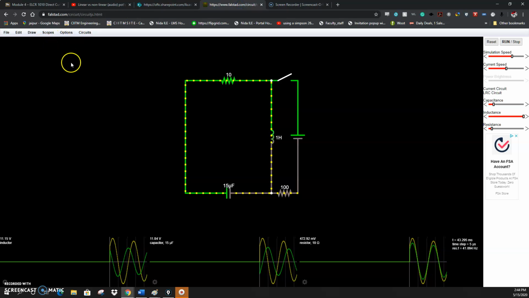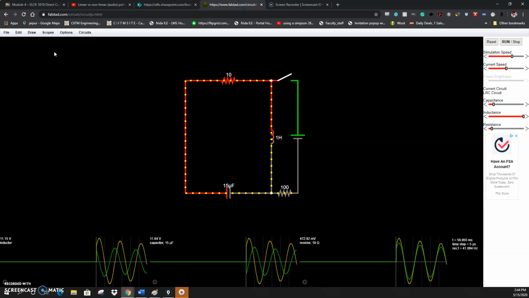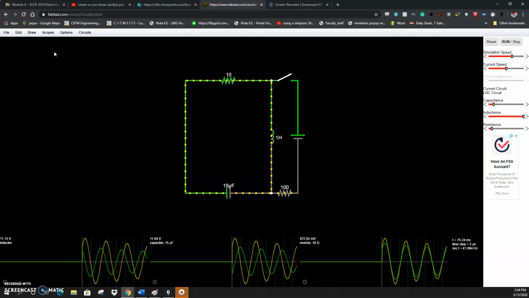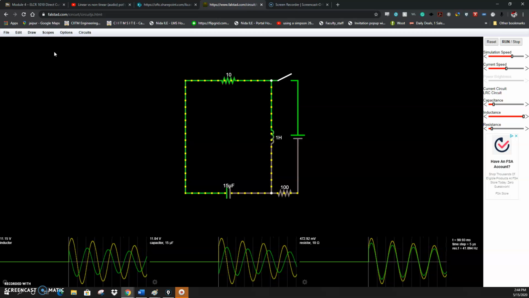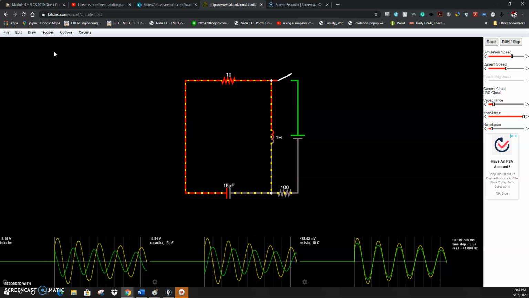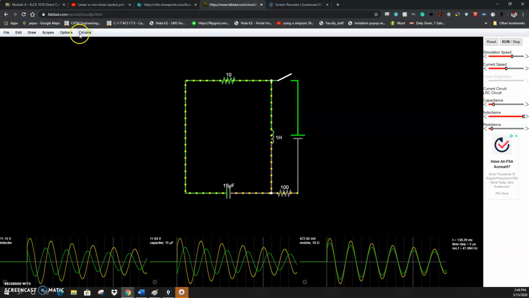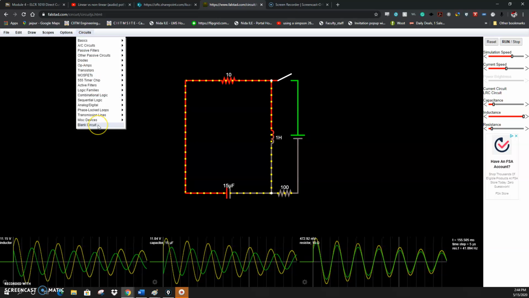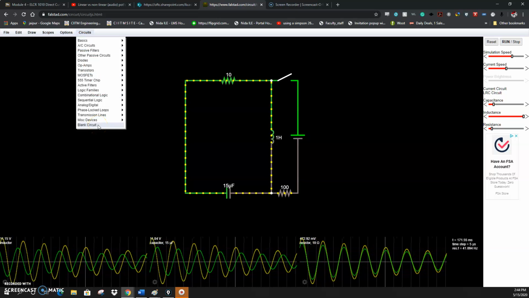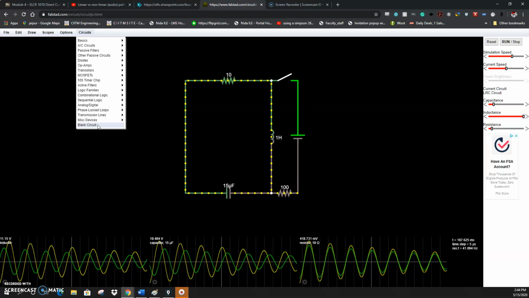Okay, so we're in Falstad, and I'm just going to take a simple circuit. We're going to take a 10-volt source and a 1 ohm, a 2 ohm, a 3 ohm, and a 4 ohm resistor. And I'm going to show you how we can calculate this using Ohm's law, and we can also create the circuit in Falstad to verify our outcome.